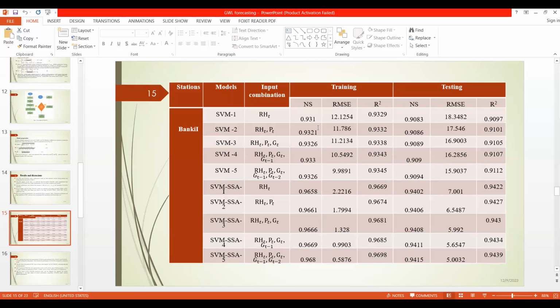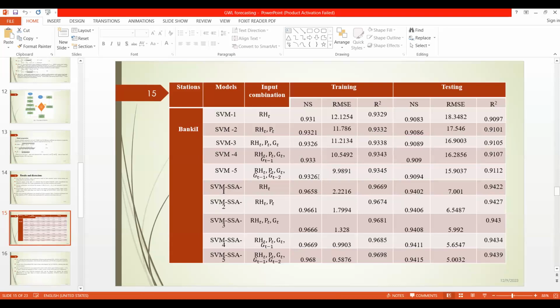And this is the result. I have 5 input combinations and 3 evaluating parameters. We can see that for the fifth input combination, for both conventional SVM and hybrid SVM-SSA, we obtain the best results. We know that the RMSE must be lowest of all, and the R square and NSE must be nearer to 1. So we can find that for the SVM-SSA fifth combination, this is the training and this is the testing phase.